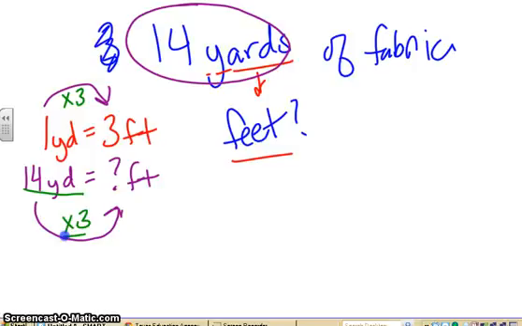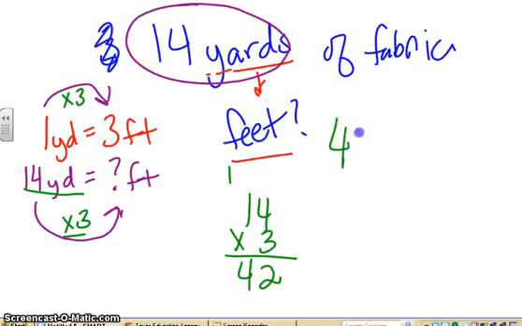Remember, by now we should be doing a lot of this math in our heads, and you should know that 14 times 3 is what? 42. But if you didn't know that, you can go off to the side and multiply, and we know that 4 times 3 is 12, carry your 1, 3 and the carried 1 is 4. So I know that how many feet are in 14 yards? There are 42 feet in 14 yards.